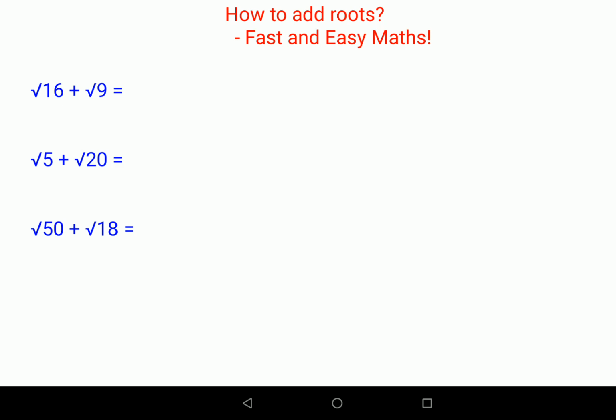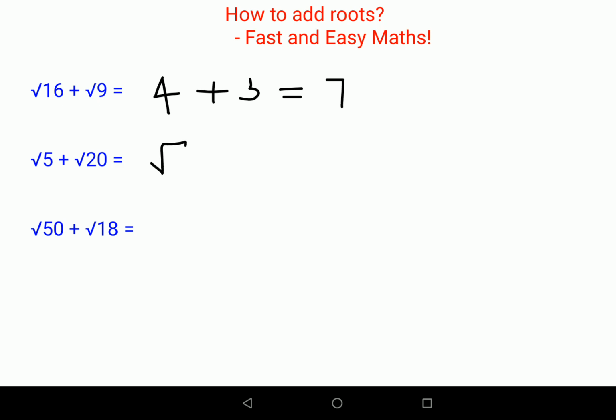Okay, so here if we have root 16 plus root 9, now both of them are perfect squares. So in such a case you don't need to worry. Root 16 is what? 4, and root of 9 is what? 3. So you just add them, you are going to get what? 7.